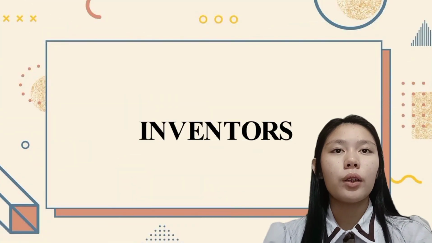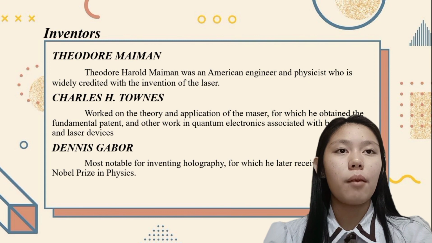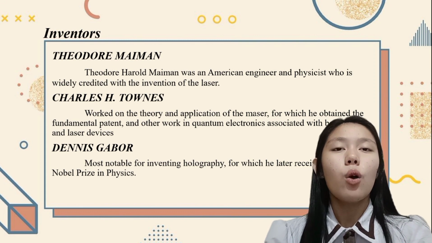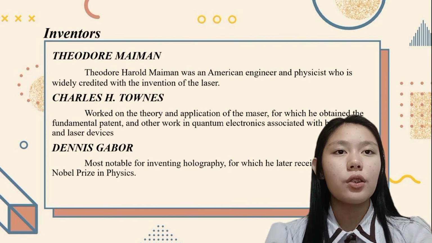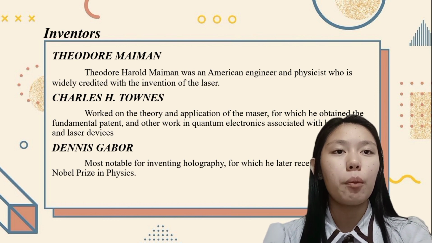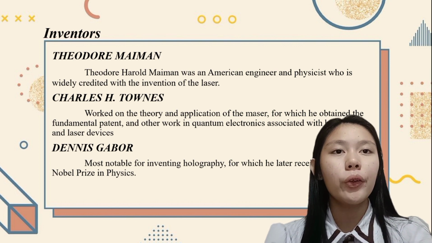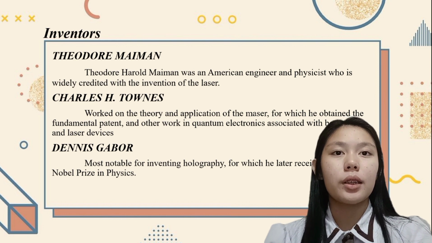Moving on now to the inventors. Theodore Harold Maiman was an American engineer and physicist who is widely credited with the invention of the laser. Charles H. Townes worked on the theory and application of the maser, for which he obtained the fundamental patent, and other work in quantum electronics associated with both maser and laser devices.